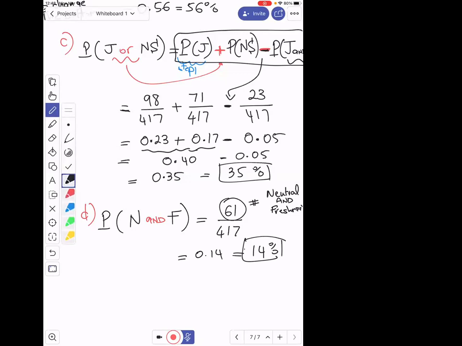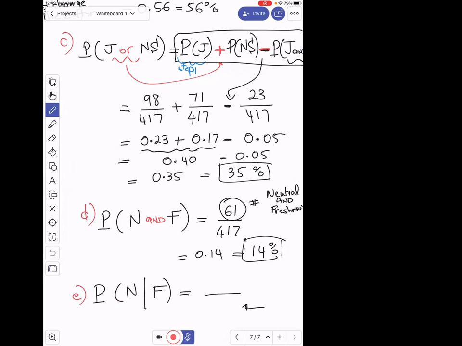E, neutral, given that the student is a freshman. So as I said, you need to keep in mind, if you have a table of numbers and you see the word given, then the denominator is not the size of the sample. So E says: probability that the student is neutral, given that the student is a freshman.